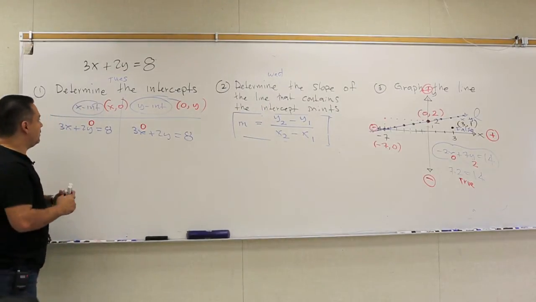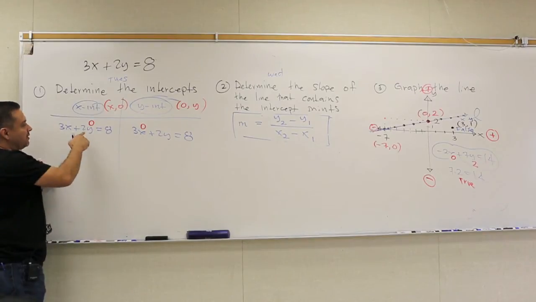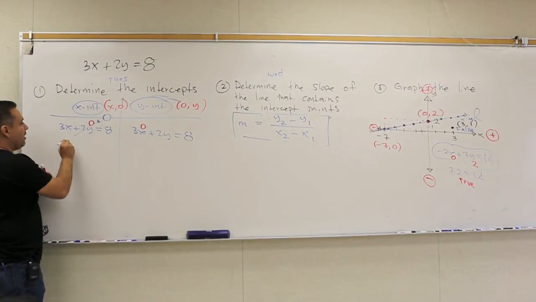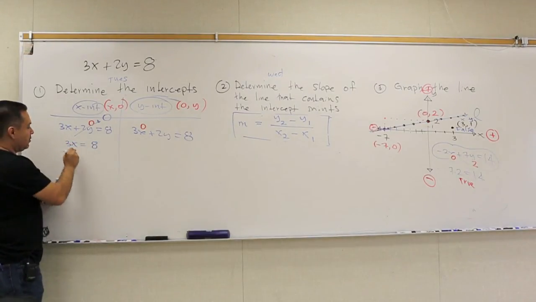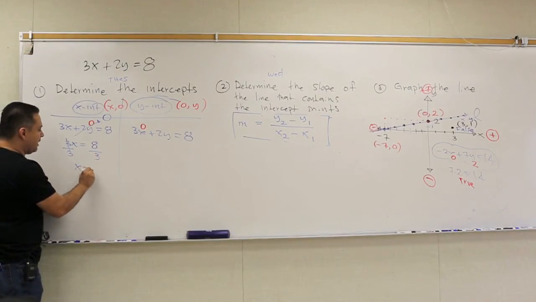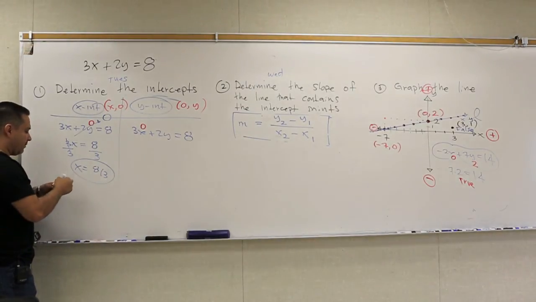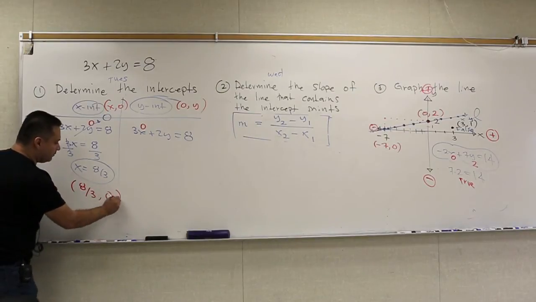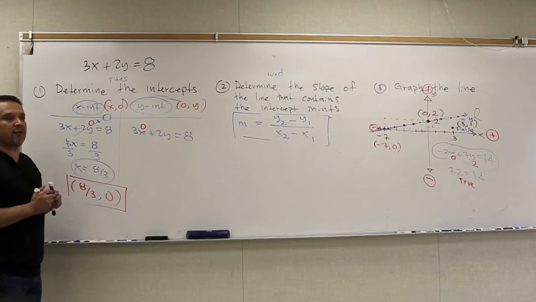So notice 2 times 0 is 0, and 0 plus anything is itself. This is really gone. This is 0. So you have 3x equals 8. When you divide both sides by 3 to solve for x, x is 8/3. And ladies and gentlemen, the x-intercept is at 8/3, comma 0. You can get a fraction.